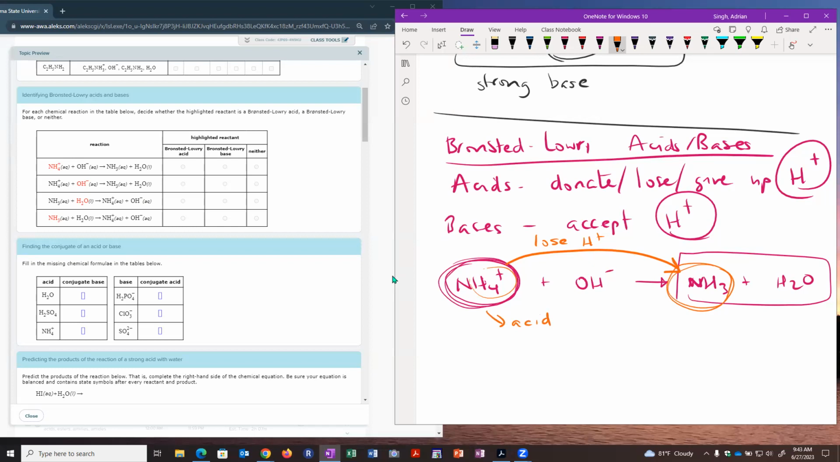So as you go through this table, that's what you want to look at. Look at the species in question, see what else on the other side looks similar to it. So let's do the other one that's right beneath it.